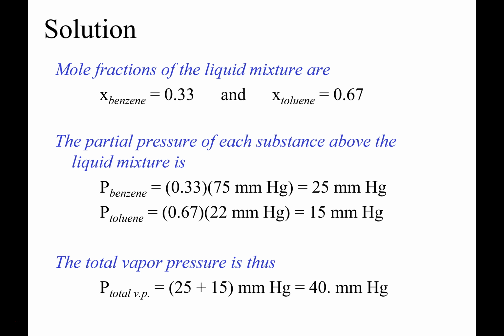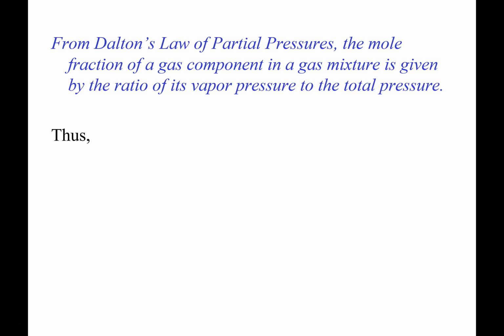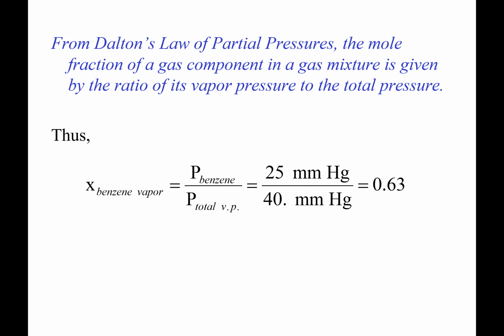All right. Then the last little bit looks like this. According to Dalton's law of partial pressure, the partial pressure, this is in the headspace, because we're after the mole fraction in the headspace. So the mole fraction of benzene in its vapor state would be equal to the partial pressure of benzene divided by the total pressure. The partial pressure of benzene was 25 millimeters of mercury. The total pressure was 40 millimeters of mercury.